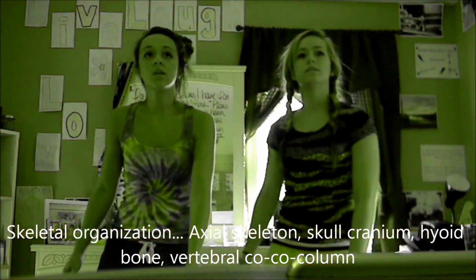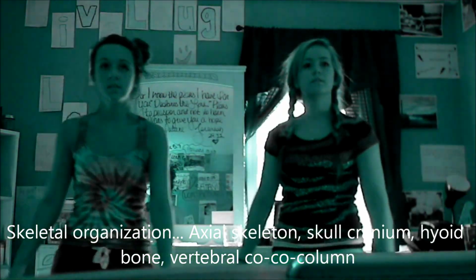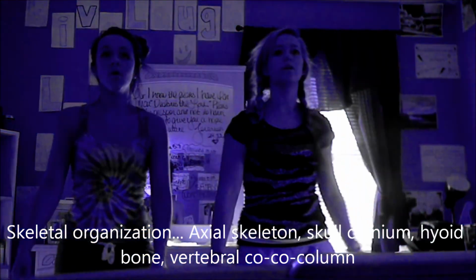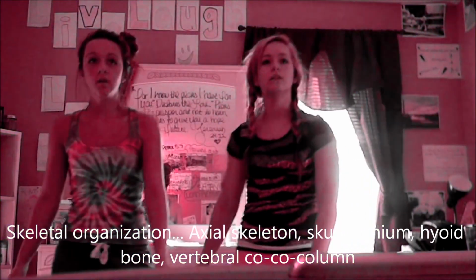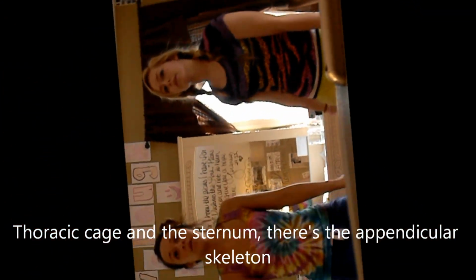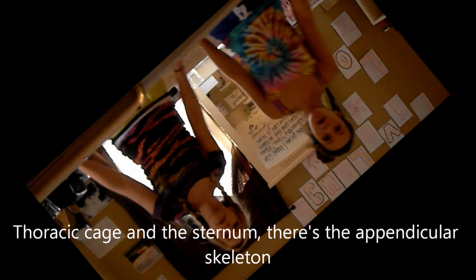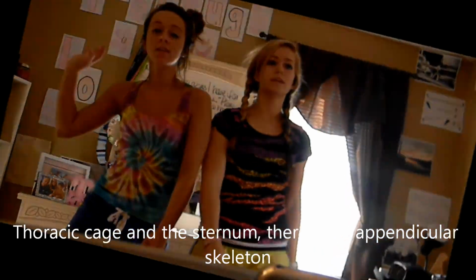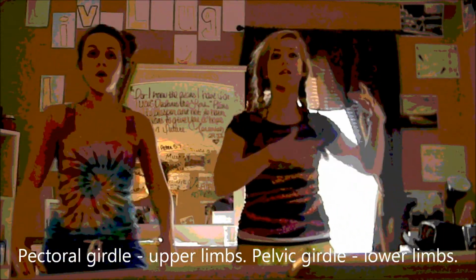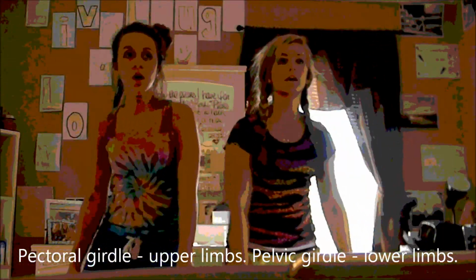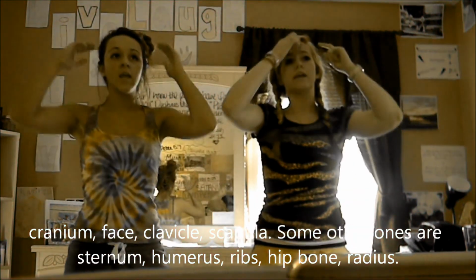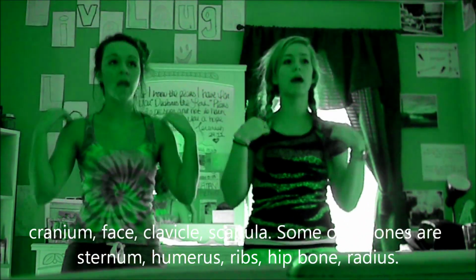Skeletal organization: the axial skeleton includes the skull, cranium, hyoid bone, vertebral column, and thoracic cage with the sternum. The appendicular skeleton includes the pectoral girdle, upper limbs, pelvic girdle, and lower limbs.